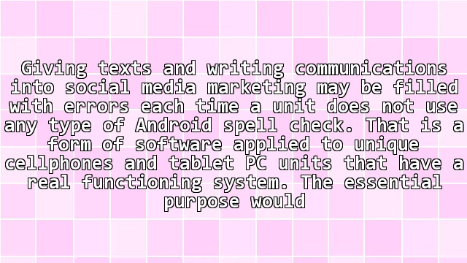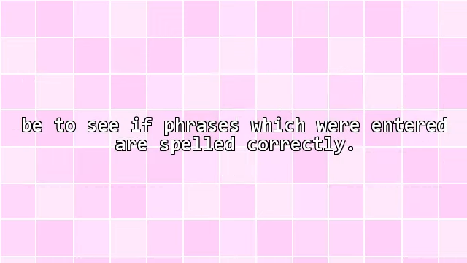Texts and written communications in social media marketing may be filled with errors each time a unit does not use any type of Android spell check. That is a form of software applied to unique cell phones and tablet PC units that have a real functioning system. The essential purpose would be to see if phrases which were entered are spelled correctly.